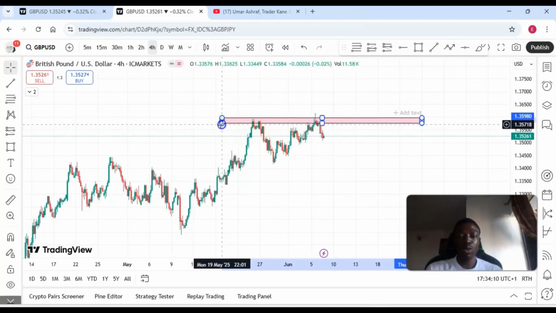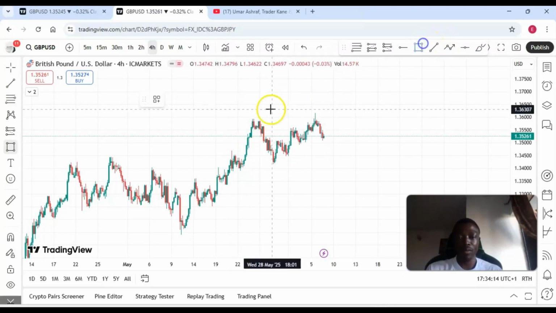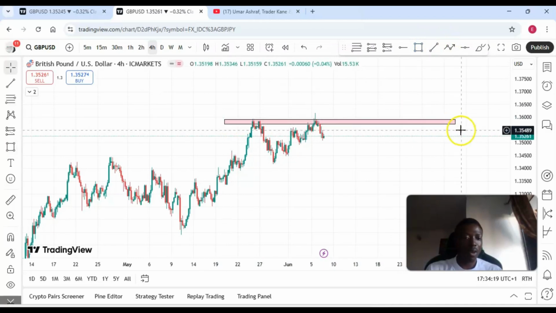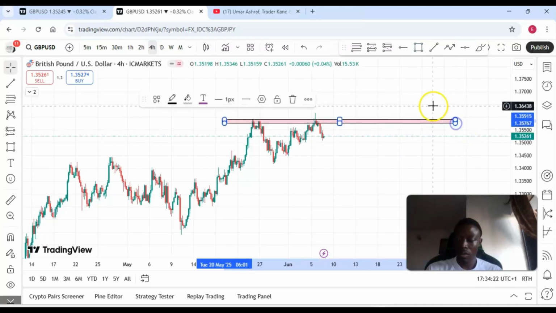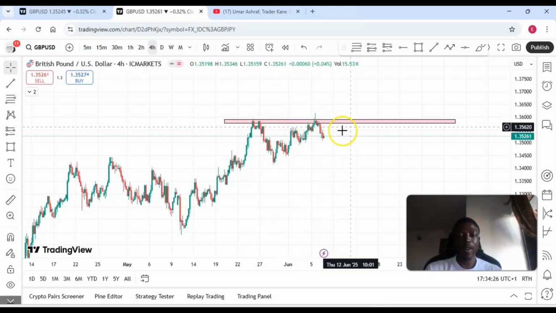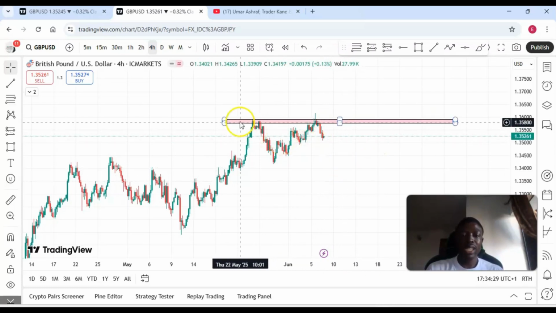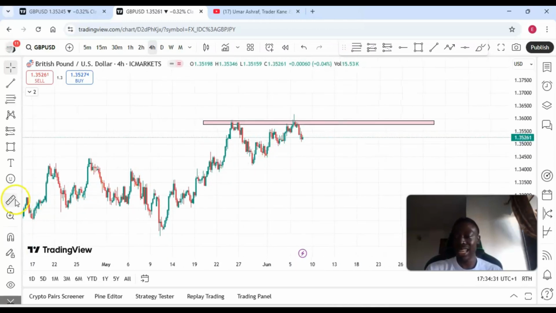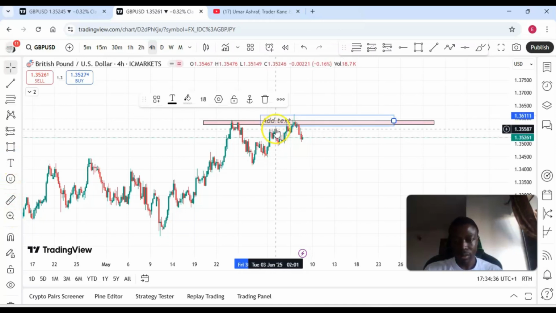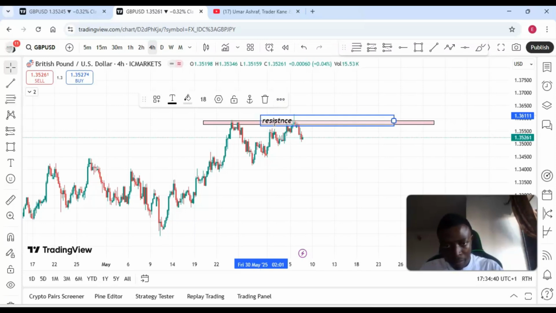It's very important you know how to draw this resistance zone and support zone. It has to touch these high points here, and you have a good zone. You can see one touch and a second touch, and this is a very good zone. So this level is acting like a resistance level. You can call it a resistance zone.